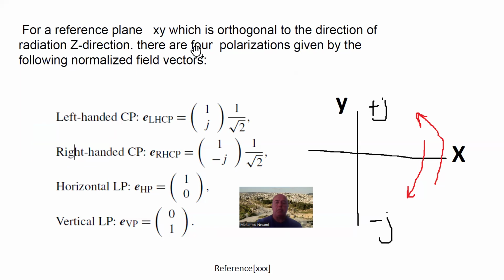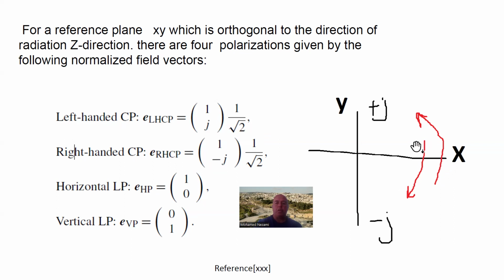So for reference plane X and Y, like I presented in this sketch here, which is orthogonal to the direction of radiation in the Z direction, that's inward or outside of this page, there are four polarizations given by choices of the following normalized field vector. That's the vector you multiply the transmitted or received signals by, so you can actually orthogonalize it or demux it. And basically we have a 2x1 matrix for the circularly polarized signals, and they could be either left-handed or right-handed, which is just a matter of whether it's rotating clockwise or counterclockwise, and we represent that by just a negative sign on the J.